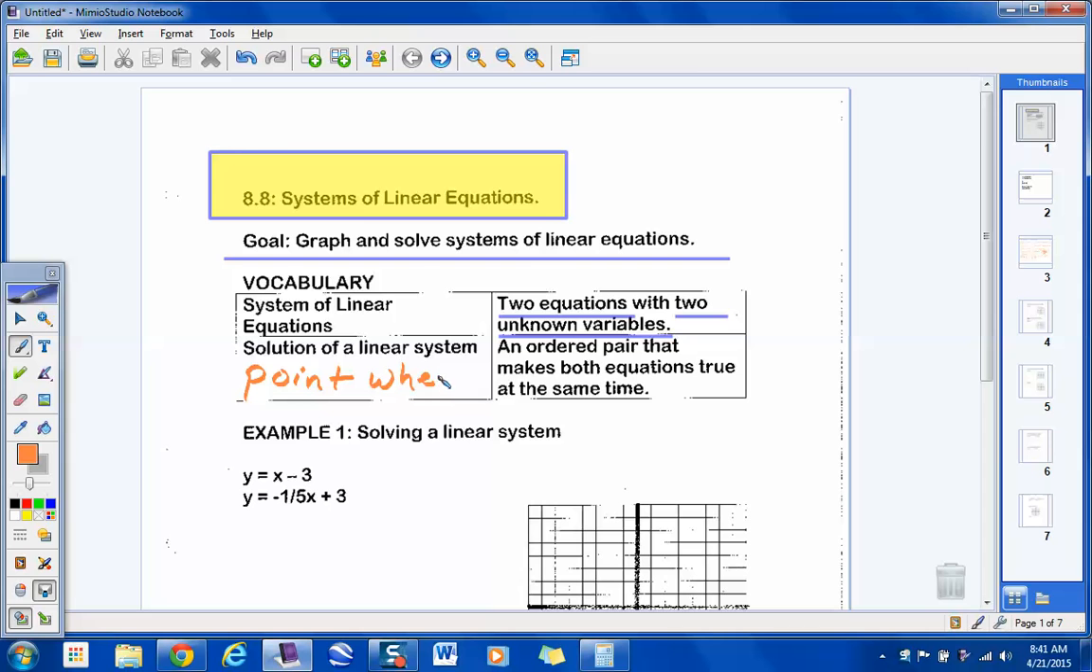Taryn, you fill in the rest. Point where the two lines do what? Point where two lines meet.